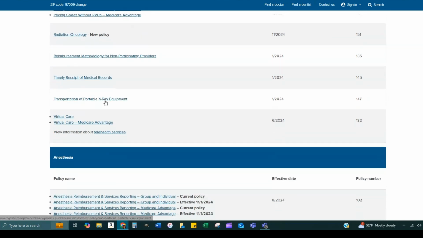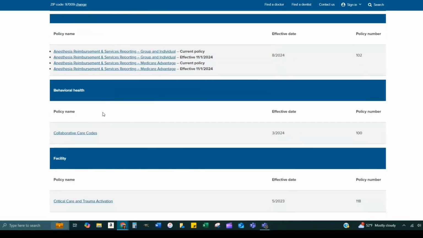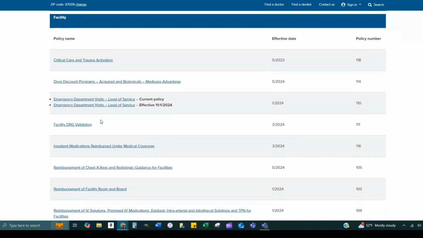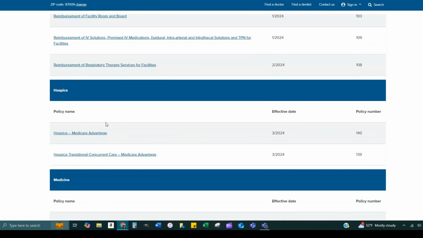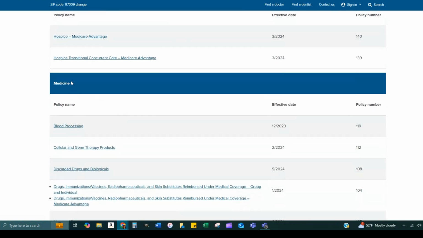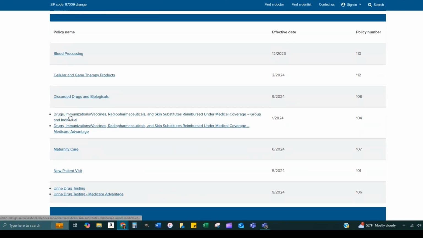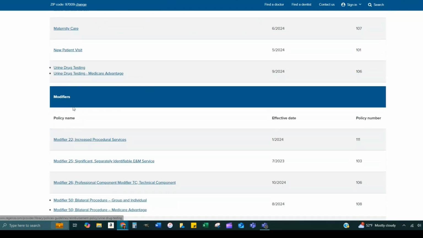So that was just for the administrative category. Now we're getting into anesthesia, behavioral health, facilities specifically, like how to bill different places of service. You can see there's quite a bit there. Reimbursement for facility room and board, hospice, medicine, blood processing like labs, stuff like that, discarding drugs and biologics. I'm sure it's using the appropriate waste modifiers and those kinds of things. Drugs, immunizations, vaccines, maternity care, new patient visits, urine drug testing, modifiers.